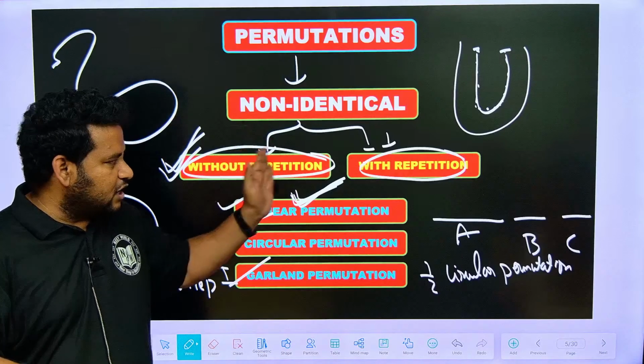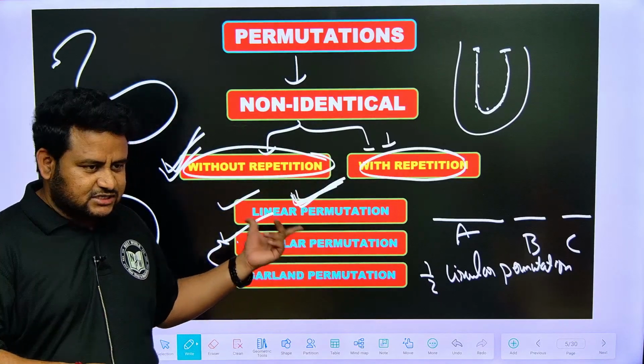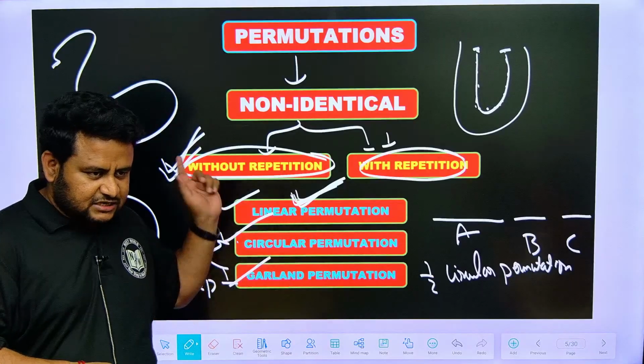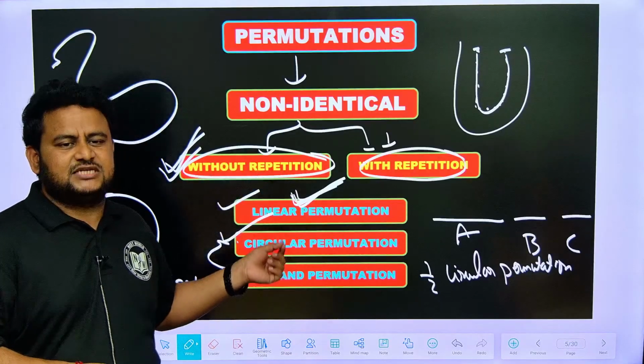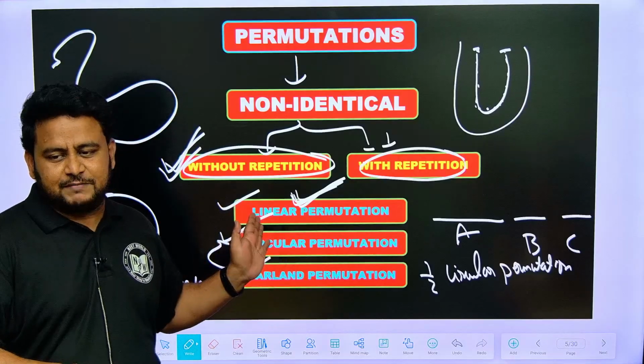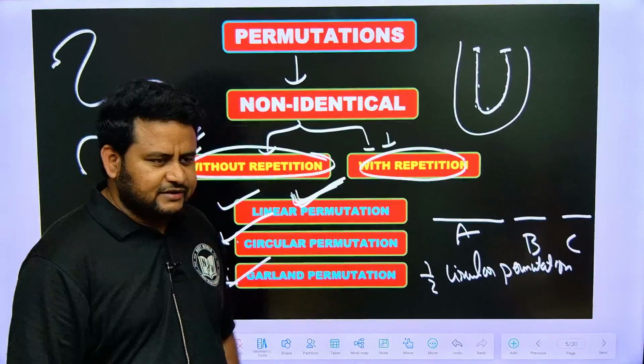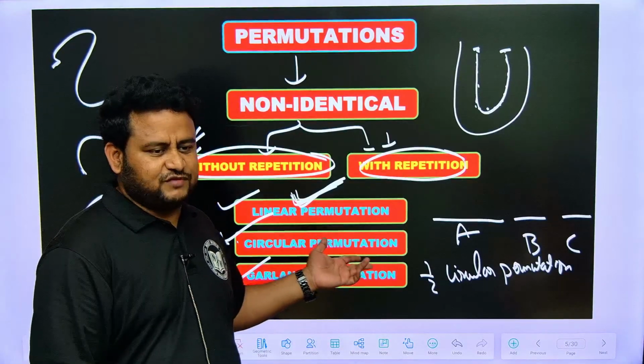Whether it is without or with, there are three types only. Linear. Linear doesn't mean it is a straight line, it can be anything, but there should be a starting and ending. Circular means there is no starting and ending, and half of circular is what? Garland permutation. Out of this, highest importance should be given to linear and circular. Why are we giving highest importance? More questions are coming from there.